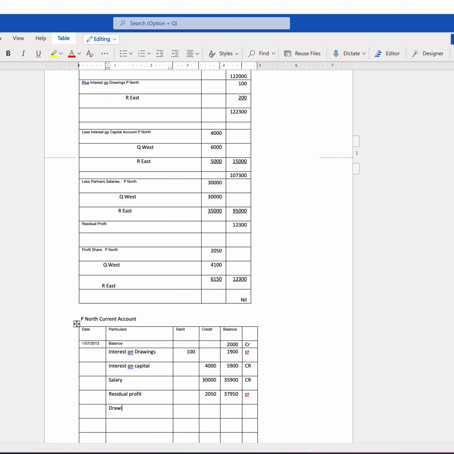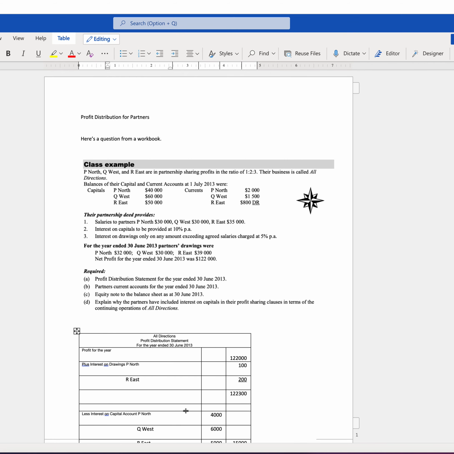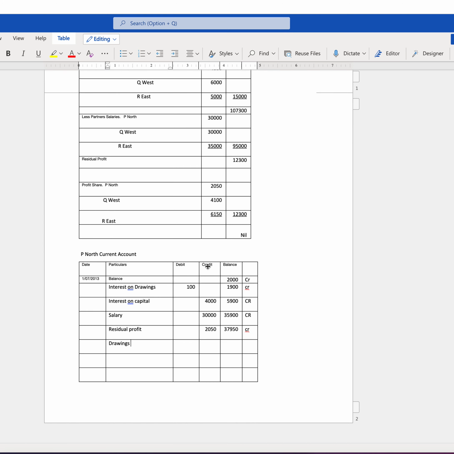Now the last thing we need to do is we're going to close off the drawings from the year. So we're going to take the drawings out of the current account. Because we've got a drawings account at the end of the year, we make that zero and we take it out of their capital. So in this case, we use a current account, so it's not taking out of that fixed capital. So we have a look up here, the drawings for the year, $32,000. So come down here, we're going to debit it because we are reducing the value of the current account.